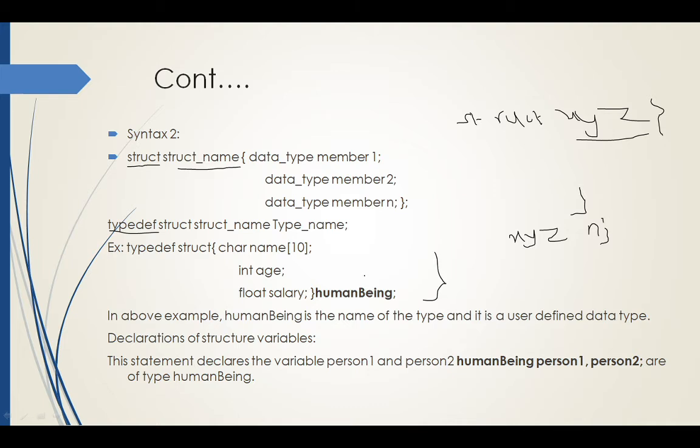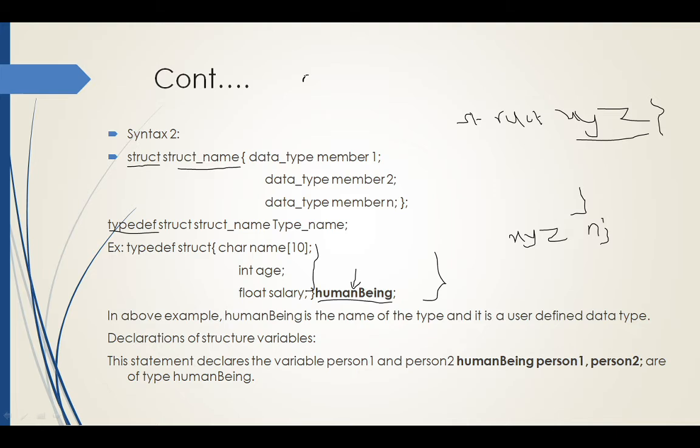You can see the example here, typedef struct. These are the three members. One is of type character, another is an integer, and the third one is a float. And what is the type name here? It is human being. So human being is a variable of the structure. Under this single variable, three different types of values you are going to store. One is of type integer, another is a float, and the third one is a character.